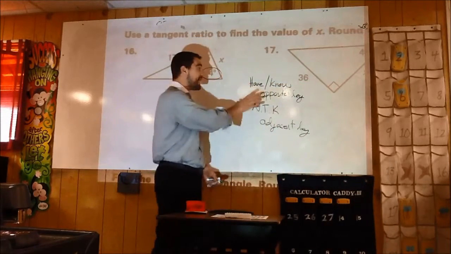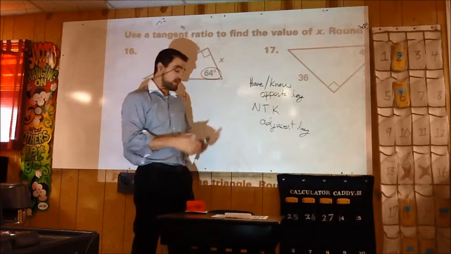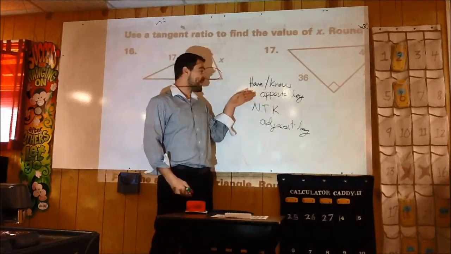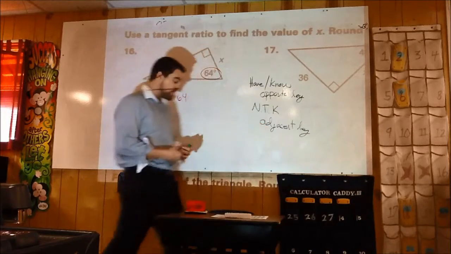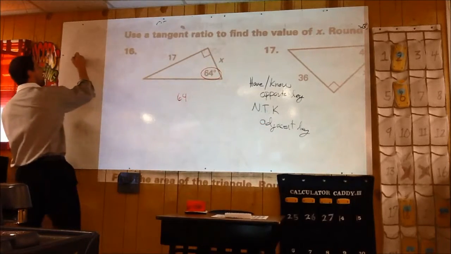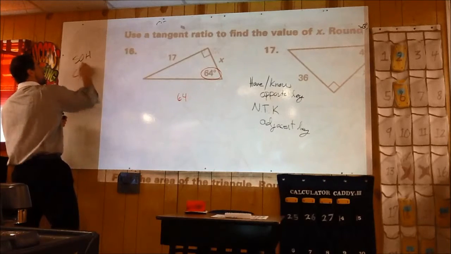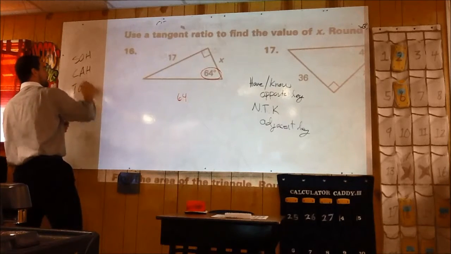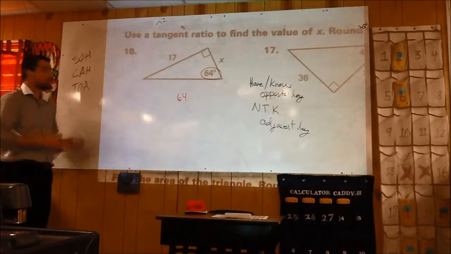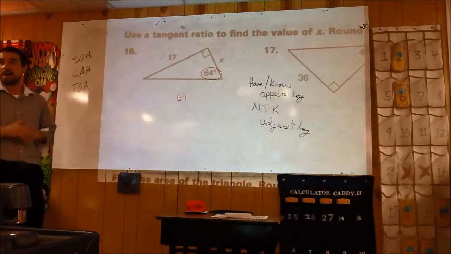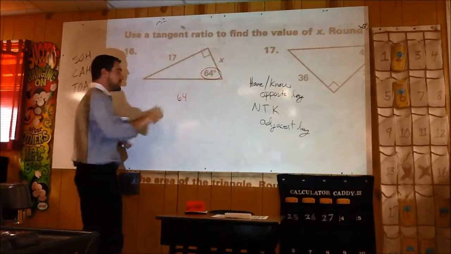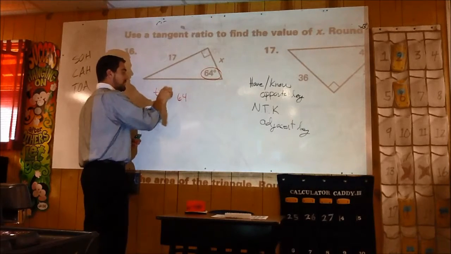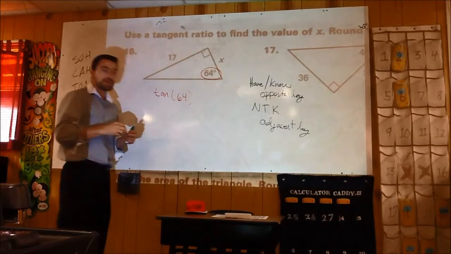When you figure that out, you then ask yourself, which trig function involves opposite leg and adjacent leg? And so you should have written somewhere on your piece of paper the three trig functions. So which one of them uses opposite and adjacent legs? Tangent. That is how you choose which trig function you're going to use.